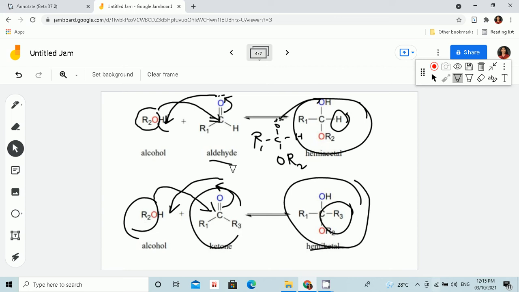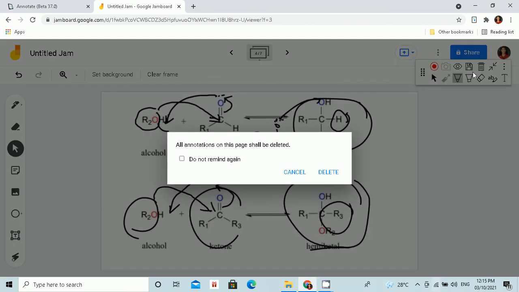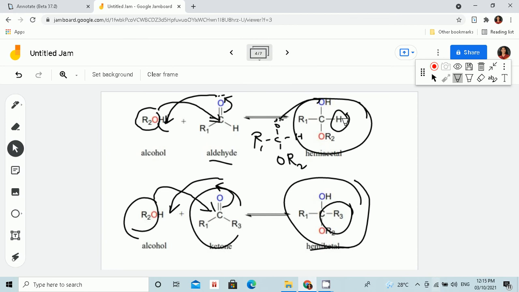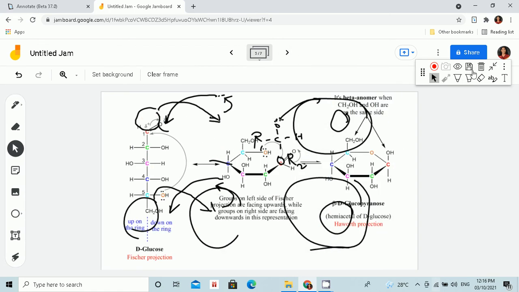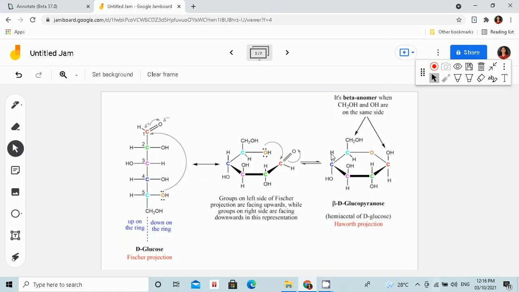So hemiacetals and hemiketals are very important because they participate in the cyclization of our monosaccharides. These are the reactions that happen in forming a ring of our monosaccharides. So early in this chapter, we have only talked about the open chain, but this time we will talk about the cyclic forms of our monosaccharides. Okay, so let's go here.